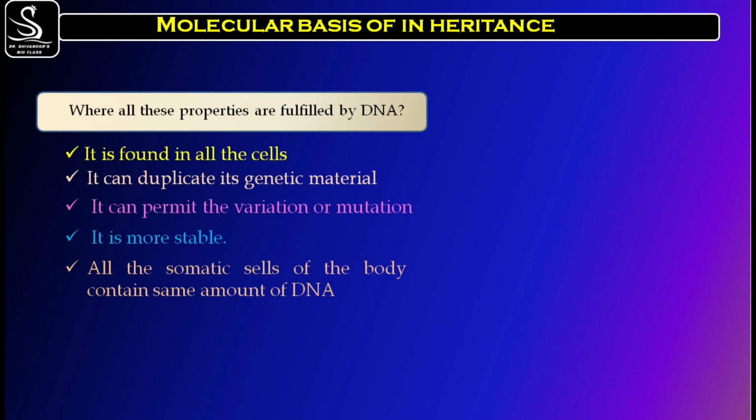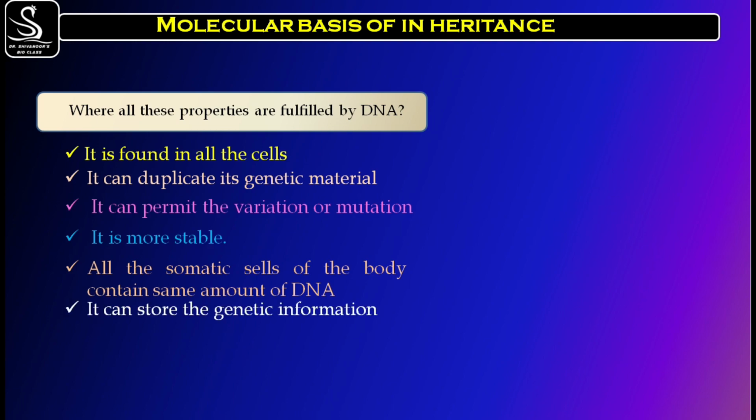Right? And the next property: all the somatic cells of the body contain the same amount of DNA. That is 100% true with respect to DNA. DNA is equal in every cell of our body in a particular species. Suppose, for example, Homo sapiens sapiens: every individual of this species has the same amount of DNA in them.